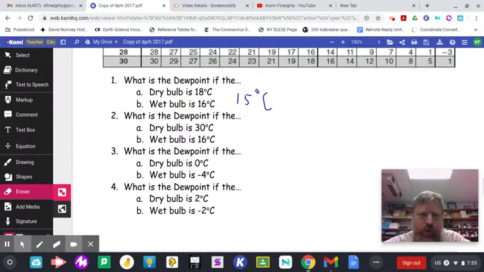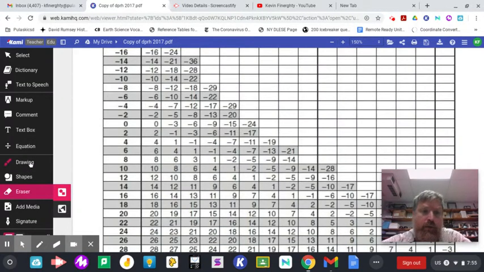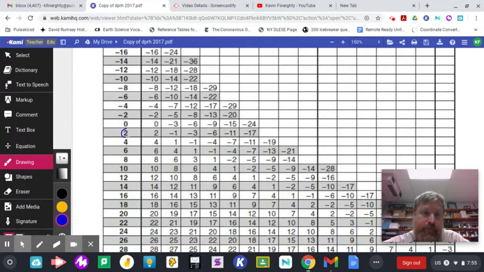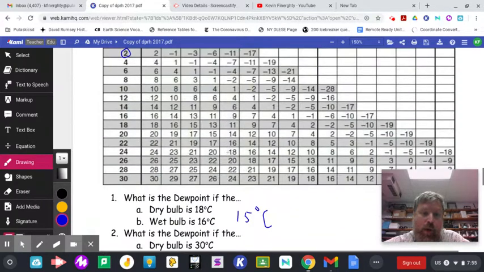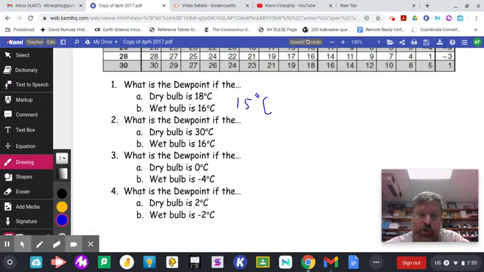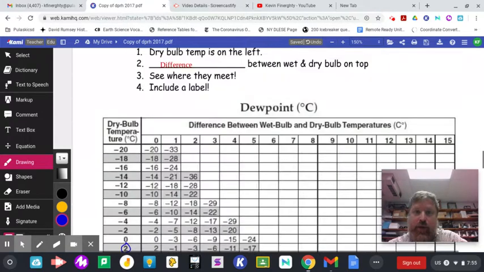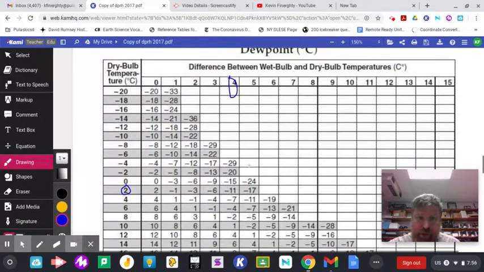So what if my dry bulb is 2? My dry bulb is 2. And if the wet bulb went from 2 to -2, how much did it go down by? Now, again, this would be one where you couldn't possibly screw it up. You can't find a -2 up here, so that's not going to work. And what goes in the top is the difference. So if we went from 2 above 0 down to 1, 0, -1, -2, we went down by 4. So where do 2 and 4 meet? Right there at -11.